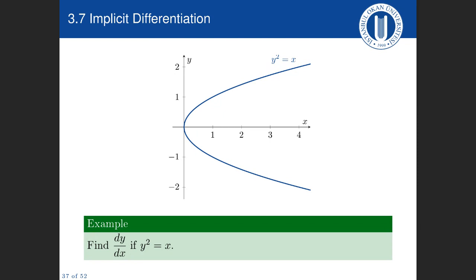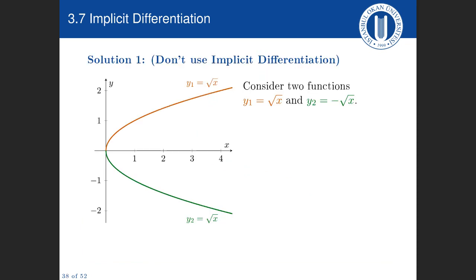For example, find dy dx if y squared is equal to x. I'm going to solve this in two different ways. The first way does not use implicit differentiation. The first way we could solve this problem is to think of this as two different functions, y1 is equal to square root of x and y2 is minus square root of x, and then differentiate each of these functions separately. The derivative of y1 is 1 over 2 root x, and the derivative of y2 is 1 over 2 root x.